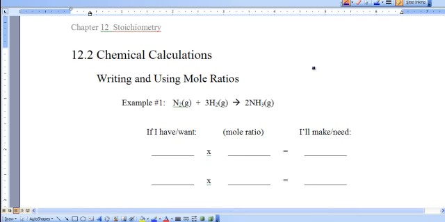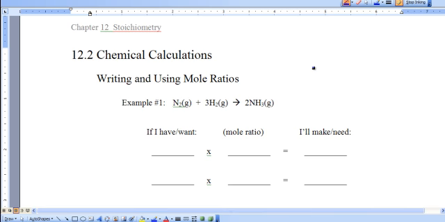And we're back and better than ever, now starting 12.2 chemical calculations. In this particular section, we're going to introduce you to the idea of what's called the mole ratio. And the mole ratio is a powerful tool because it allows you to change back and forth between the different species or different compounds in a chemical equation.